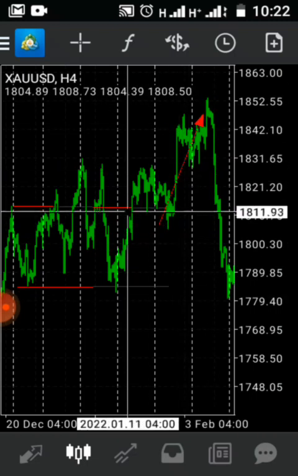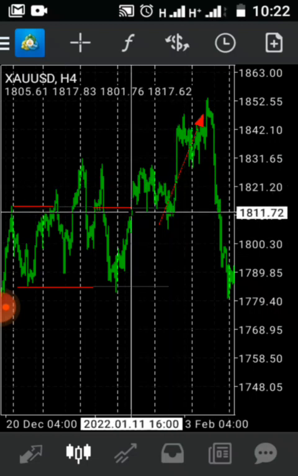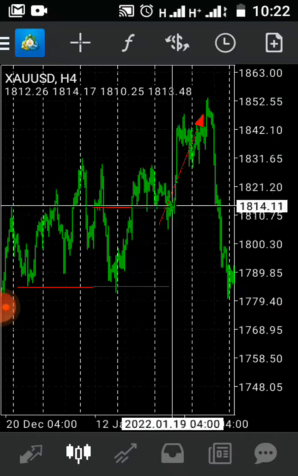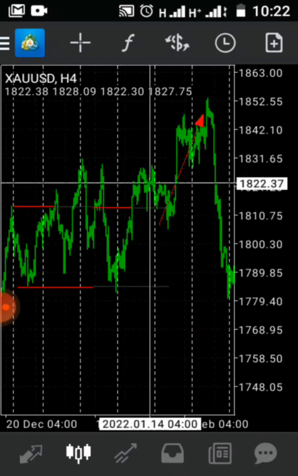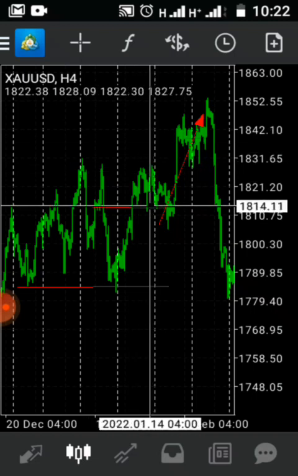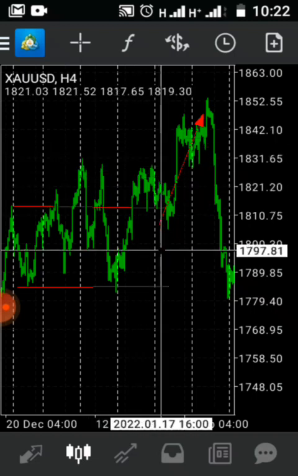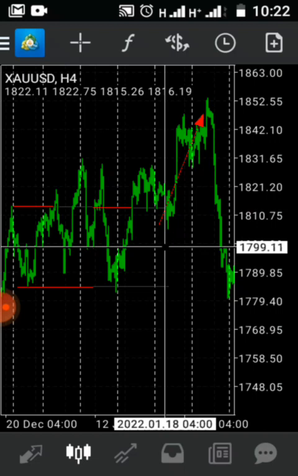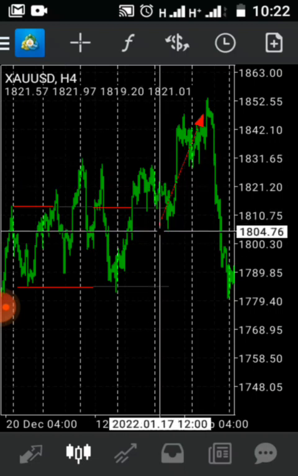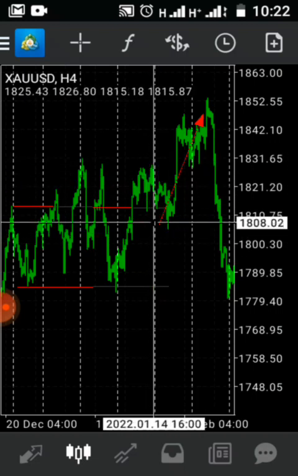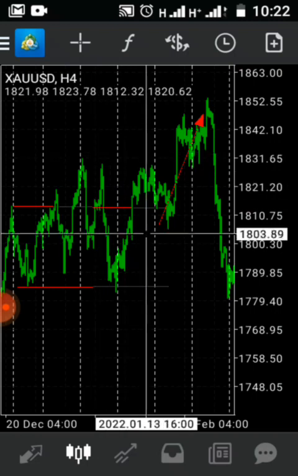Now remember, I said it needs to retest. A retracement is not a retest. A price retest is when the market is going to test this price. In a retracement, the market is going to go lower than that price, right? Sometimes it goes lower than that price. So now we have a retest.